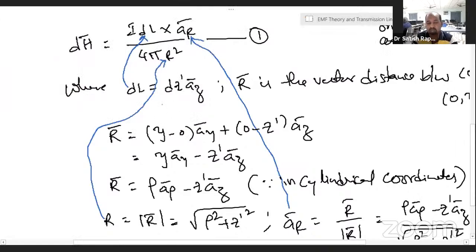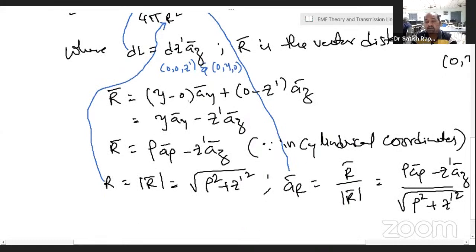Vector distance between 0, 0, z dash and 0, y, 0. So this is point P, and this is the differential length. We are determining the magnetic field at 0, y, 0, at this point.